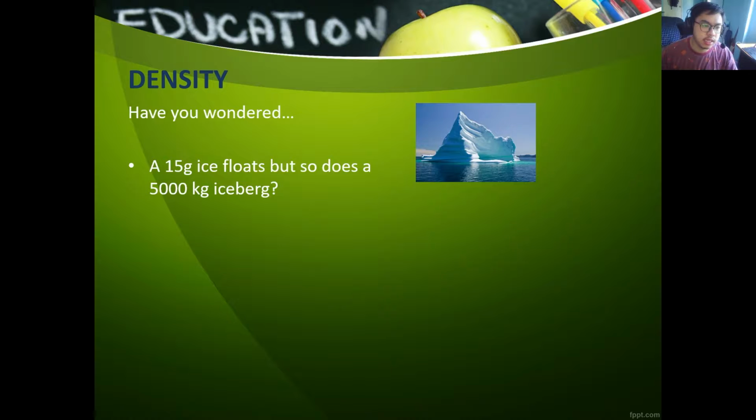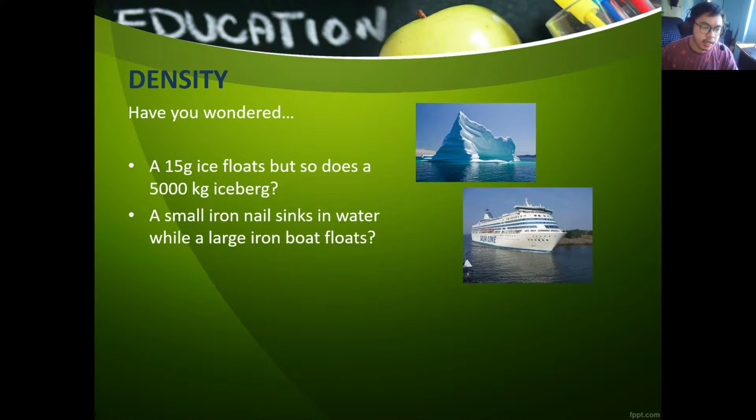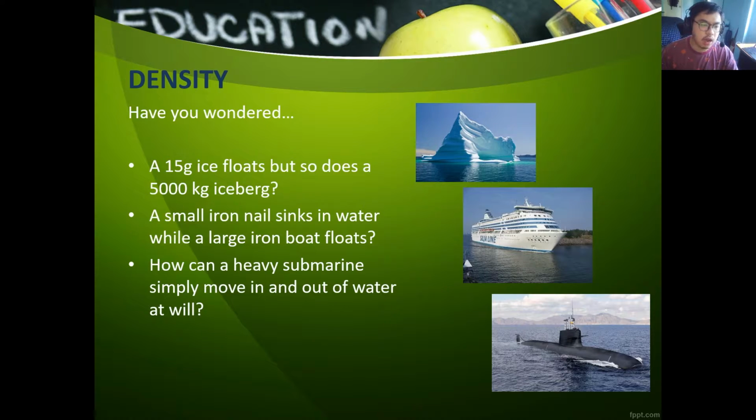Have you wondered why a 50-gram ice cube, a small ice cube, floats, but so does a 500-kilogram iceberg? Why a small iron nail sinks in water, but a large iron boat floats on water? How can a heavy submarine simply move in and out of water at will? All of this can be explained with their density.